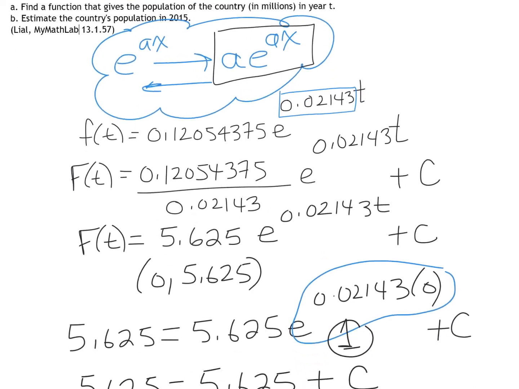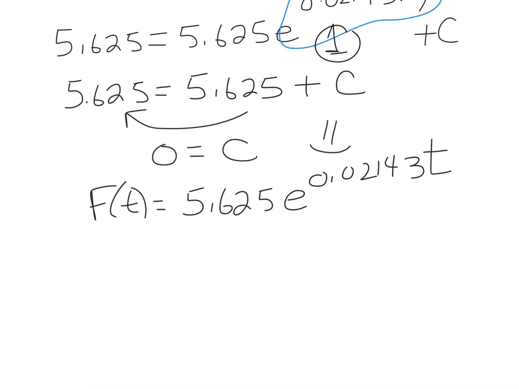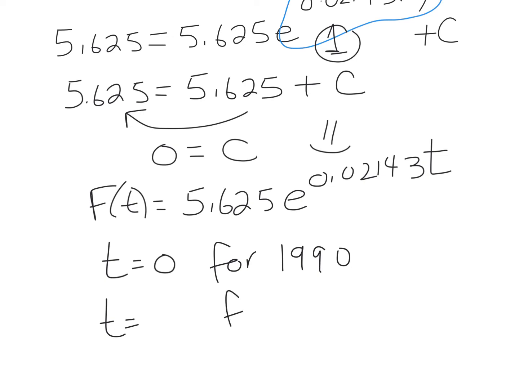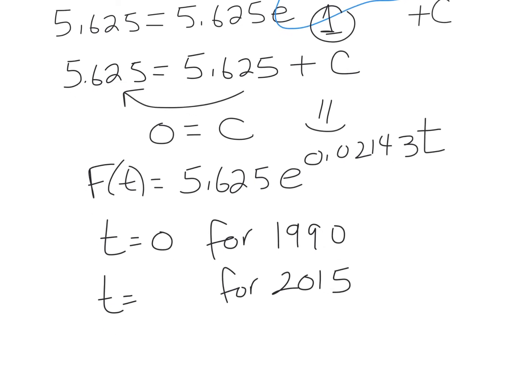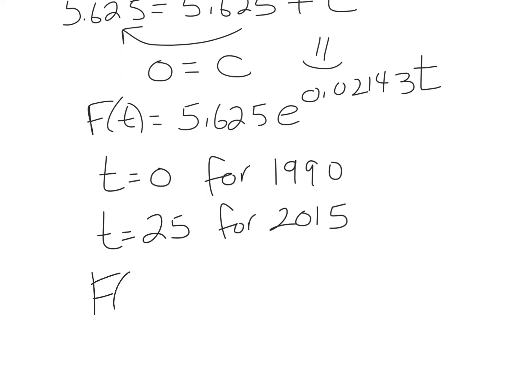And it says, find the country's population in 2015. Okay. So we gotta go back, critical thinking. T was 0 for 1990, right? So what is the value of T for 2015? It's 25, right? 2015 minus 1990, it's 25. Okay. So this is going to be great practice for you to remember how to use your e to the x button and the order of operations. It's a good little refresher.